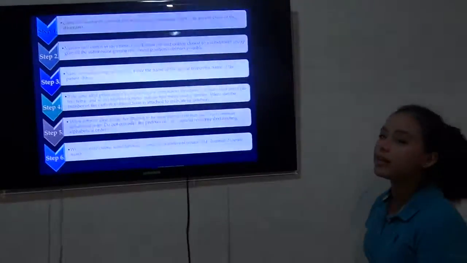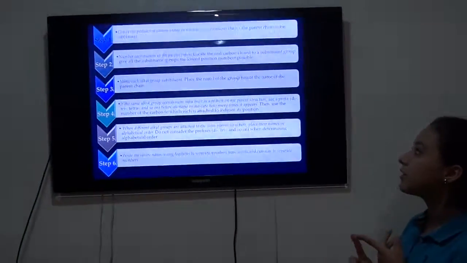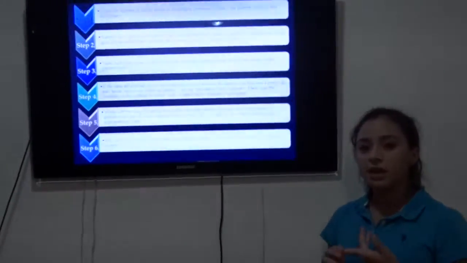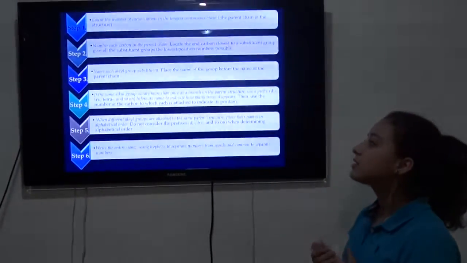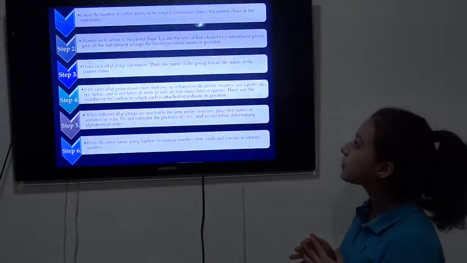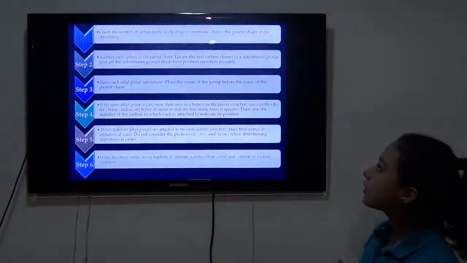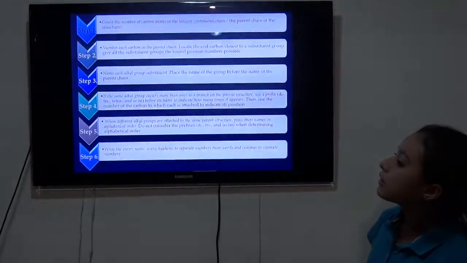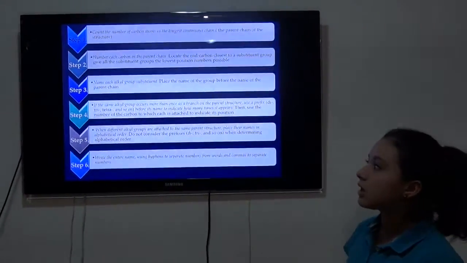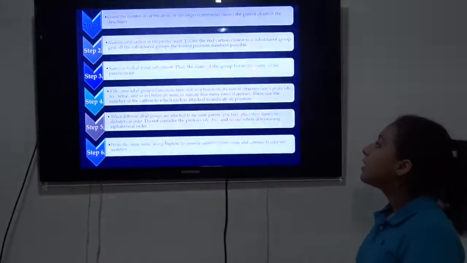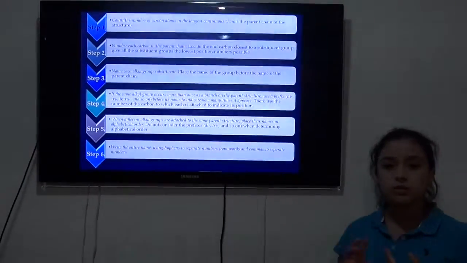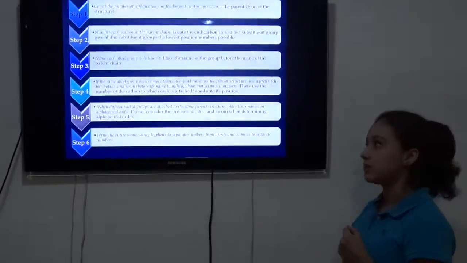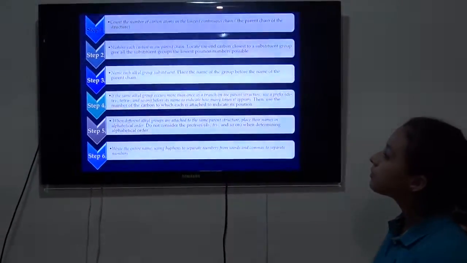The rules for naming alkanes. The first one is to count the number of carbon atoms in the longest continuous chain. The chain is named the parent chain. Then step number 2 is to number each carbon in the parent chain, starting closer to a substituent group. Then step number 3 is to name each alkyl group substituent. If it is 1 carbon, it is meth, and if it is 2, it is eth, and like that continuously.